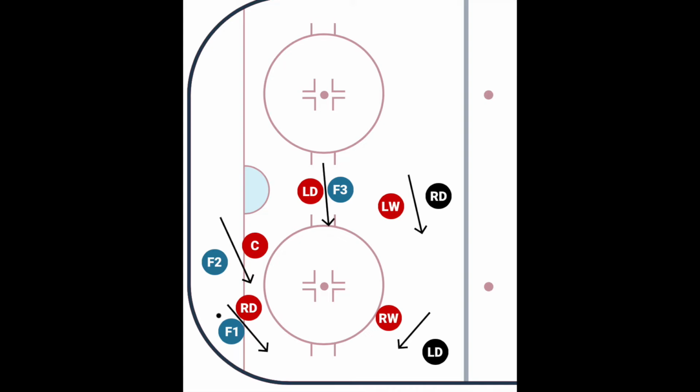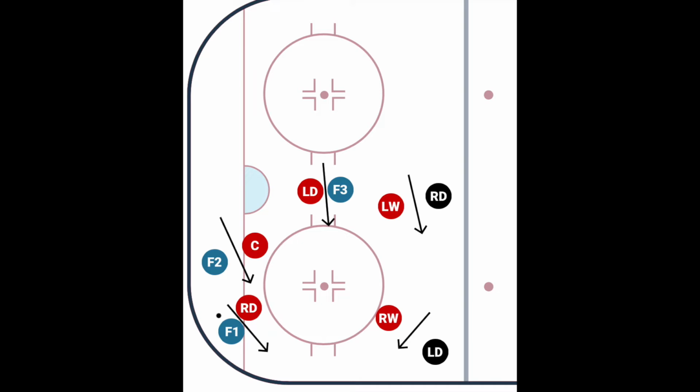Here is a diagram of what goal side positioning looks like. In this diagram, the opposing forward, F1, has the puck in the corner. The closest player on our team is the right defenseman, RD in red, so he pressures F1 to try to force a turnover of the puck, making sure to keep his body between F1 and our net. The center on our team, C in red, supports down low below the faceoff dots by covering F2, making sure to maintain goal side positioning by keeping his body between the player he is checking and our net.